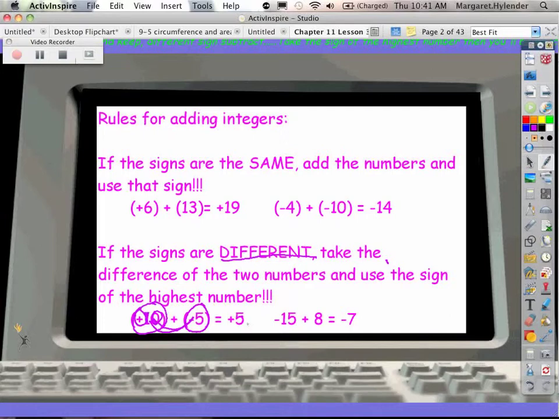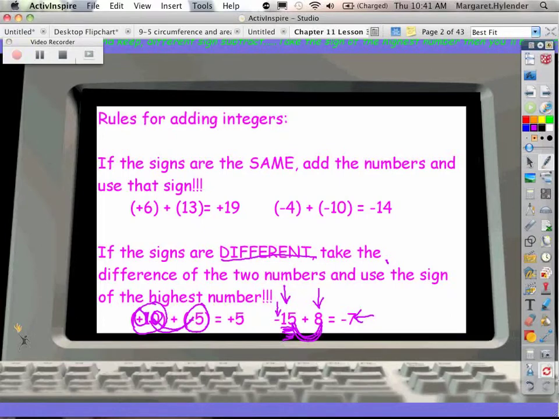Let's look at this one. We have negative 15 and positive 8. The signs are different, so we're going to take the difference of the two numbers. What's the difference between 15 and 8? 7. And we're going to use the sign of the highest number. The highest number is 15, so we're going to use the negative sign.